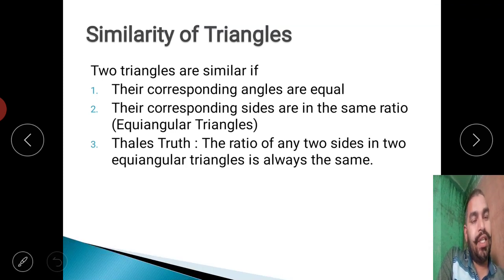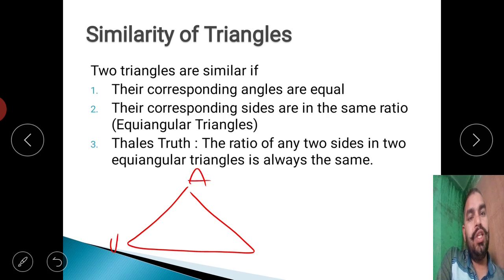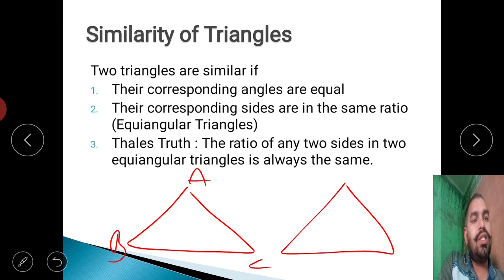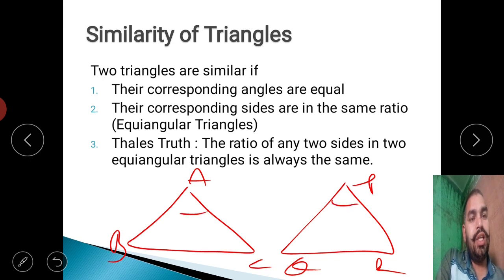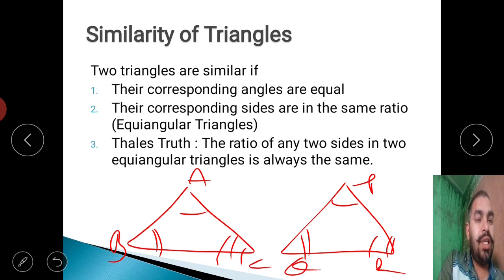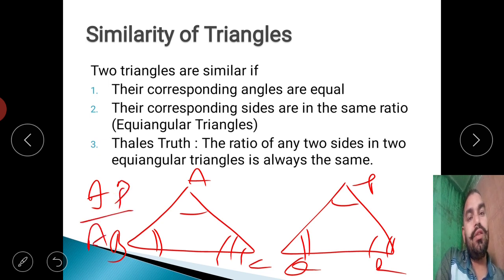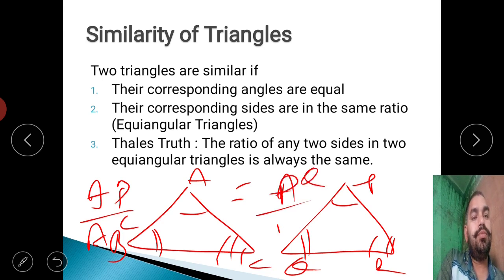Let's try to understand this. This is triangle ABC and another triangle is PQR. If this angle is equal to this angle, and this angle equals this angle, it means A corresponds to P, B corresponds to Q, and angle C corresponds to angle R. Then any two sides ratio, it means AB upon AC, will be equal to PQ upon PR. Any two sides ratio must be equal.